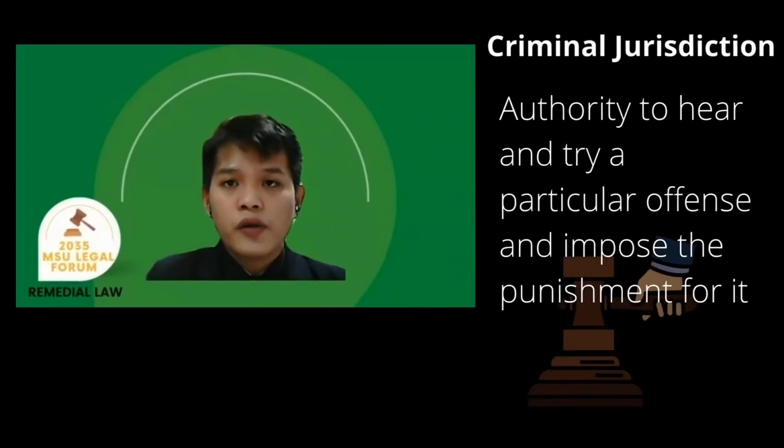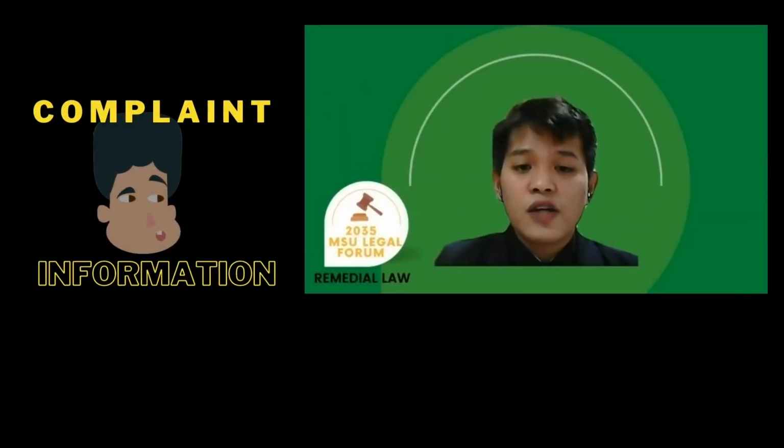In order to conclude our criminal procedure, we must identify the criminal jurisdiction first. So what is criminal jurisdiction? It is the authority to hear and try a particular offense and impose the punishment for it. There are two elements of jurisdiction in criminal actions. The first one is the nature of the offense and or the penalty attached thereto. The second one is the fact that the offense has been committed within the territorial jurisdiction of the court. Remember, these two must be present or else it may be challenged by the accused that may cause its nullity or void.